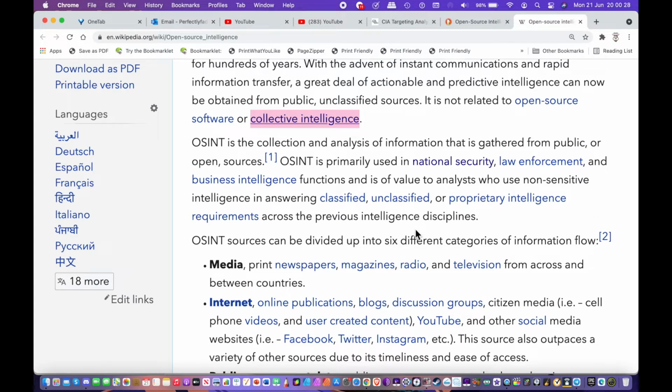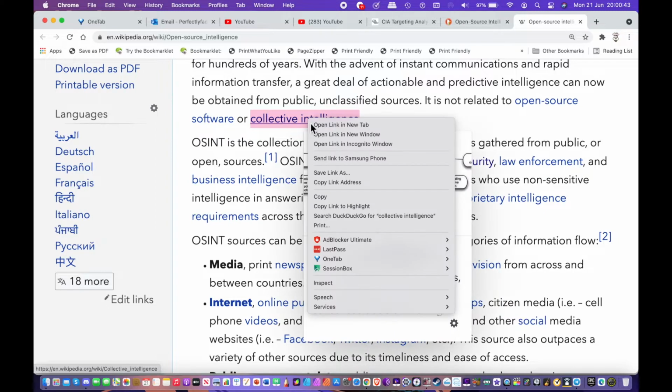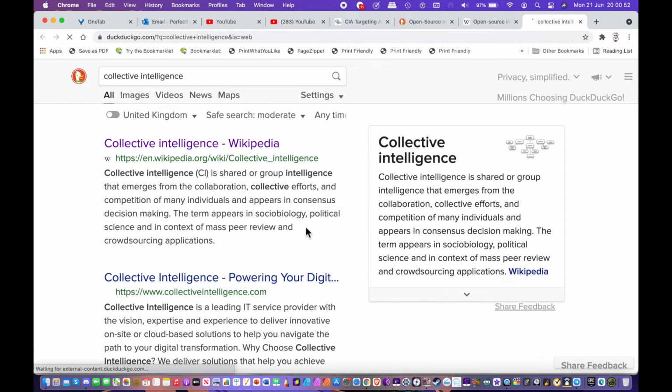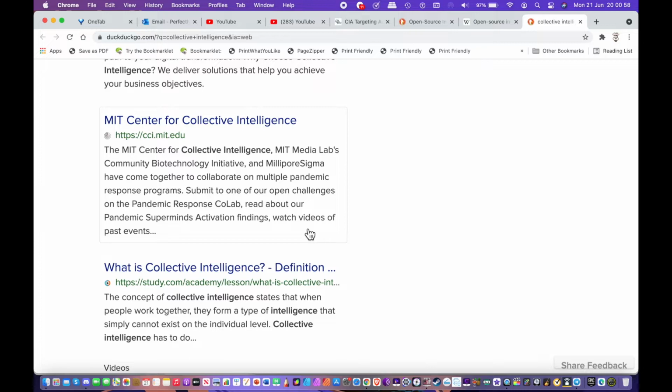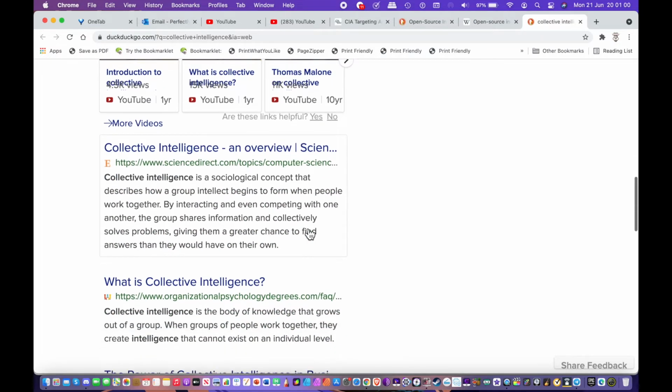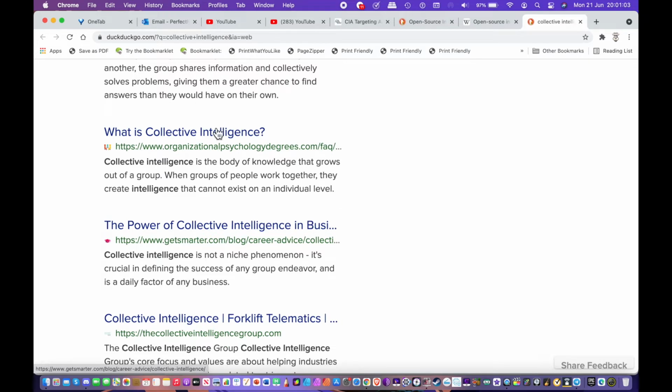OSINT is the collection and analysis of information that is gathered from public or open sources. Okay, I just want to do a check. I don't know why, but my brain is telling me to. Something is telling me. Okay.